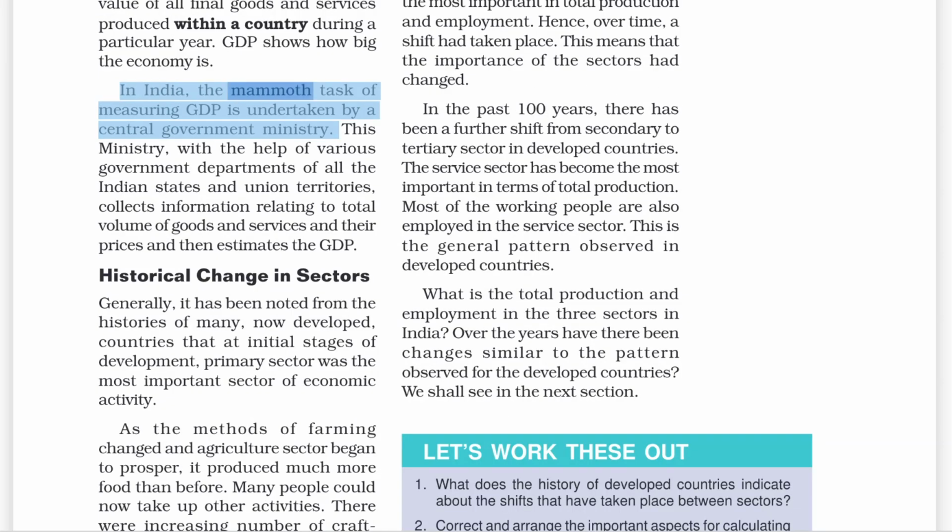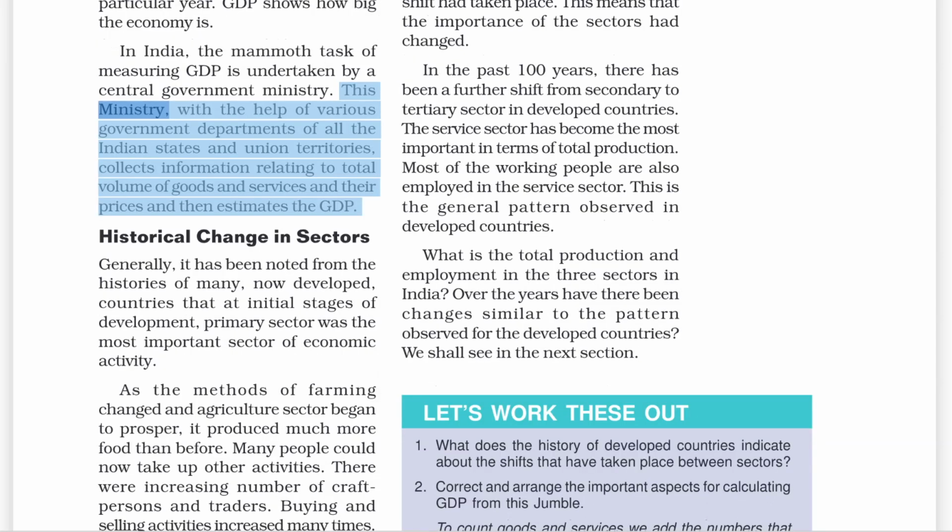In India, the mammoth task of measuring GDP is undertaken by a central government ministry. This ministry, with the help of various government departments of all the Indian states and union territories, collects information relating to total volume of goods and services and their prices and then estimates the GDP.